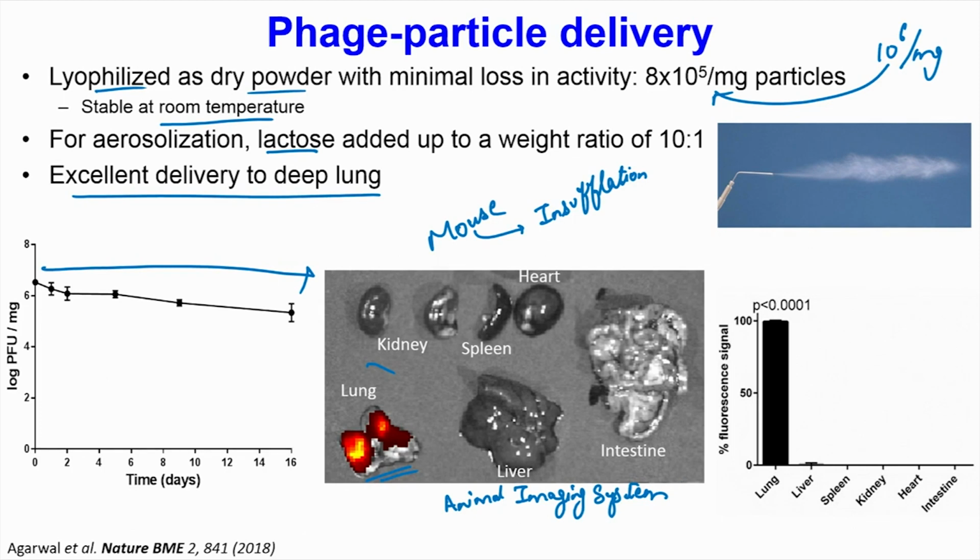And what they find is they specifically get delivery in the lungs, whereas the other organs do not show any delivery at all, which is what you expect if you are doing insufflation. This is further quantification that all the fluorescence signal is from the lung itself and all the other organs do not show anything.